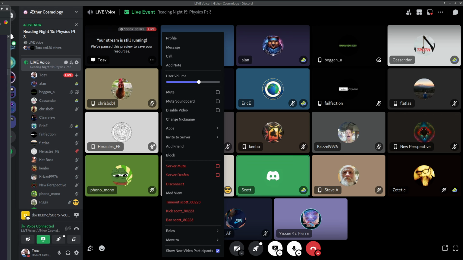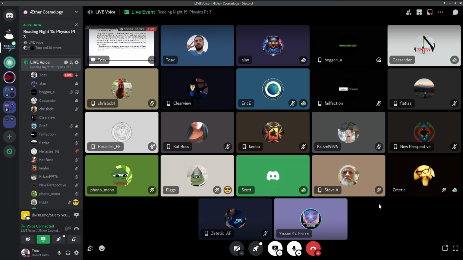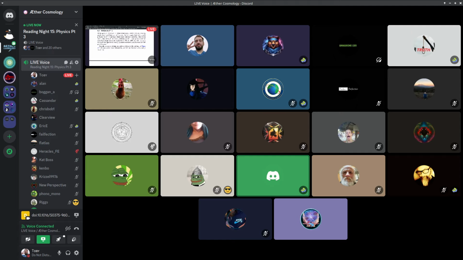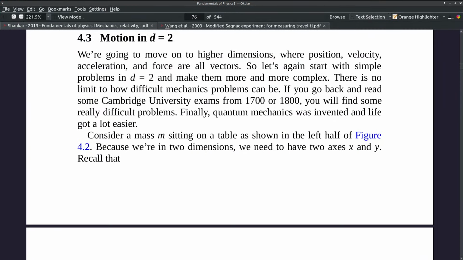4.3, motion in d equals 2. We're going to move on to higher dimensions where position, velocity, acceleration, and force are all vectors. So let's again start with simple problems in d equals 2 dimensions, and make them more and more complex. There is no limit to how difficult mechanics problems can be. If you go back and read some Cambridge University exams from 1700 or 1800, you will find some really difficult problems. Finally, quantum mechanics was invented, and life got a lot easier.